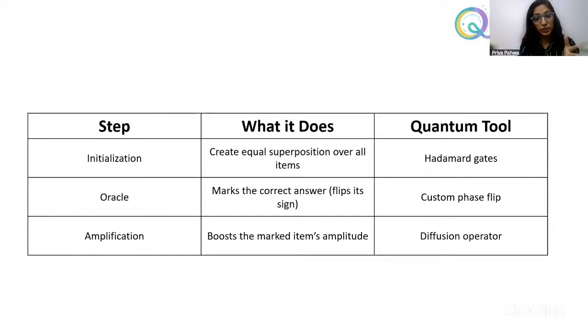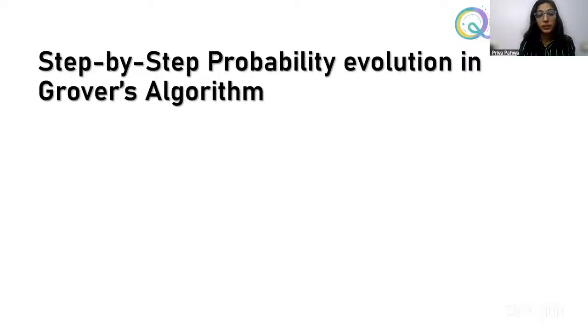Then amplification is done by marking amplitude, like boosting the marked item's amplitude. That is the diffusion operator. So this is the step-by-step probability evolution. I would like to show it to you so that you can better understand what is happening, because all of these jargons, diffusion operator, oracle, you might not be getting. But through probability evolution, time and again, we get to understand better what is happening.